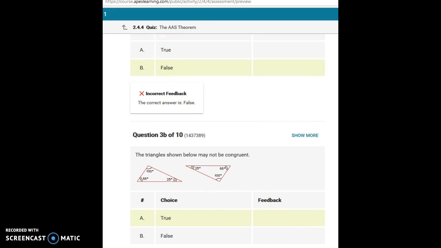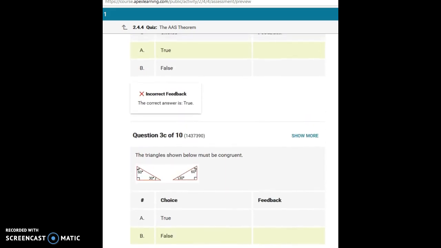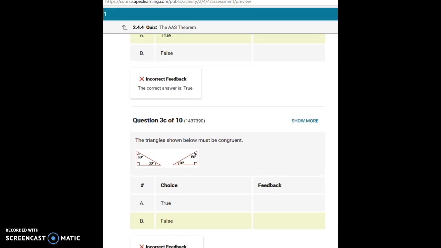Okay, same one on here. This triangle shown below may not be congruent. That's true, it might not be. So the answer for this one would be true. It might not be, because once again, they didn't give us any measurements on the side. All they gave us was the measurements for angles: 30, 60, 90. But no measurement on the side. So we don't know if it's congruent. They didn't give us enough information. So we write false. It might not be congruent.